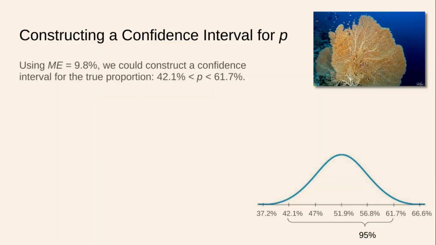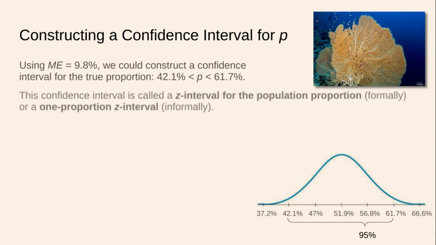So using a margin of error of 0.098, or 9.8% approximately, we could construct a confidence interval for the true proportion. And that confidence interval would be between 42.1% and 61.7%. You can see my work on my bell curve down here. My curve is centered at the sample proportion, 51.9%. 2 standard errors to the left and to the right would give me an interval of 42.1% to 61.7%. This confidence interval is called a z-interval for the population proportion, that is a formal way of saying it, or simply a 1 proportion z-interval.